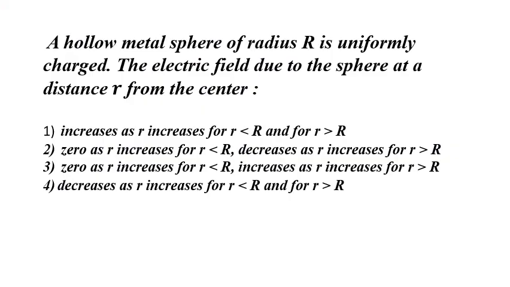From the above detailed calculation, we got the answer: the field is 0 whenever r is less than R, and decreases as r increases whenever r is greater than R. The option is 2. The field is 0 for r less than R, and it decreases as r increases whenever the radial distance is greater than the radius of the spherical object.